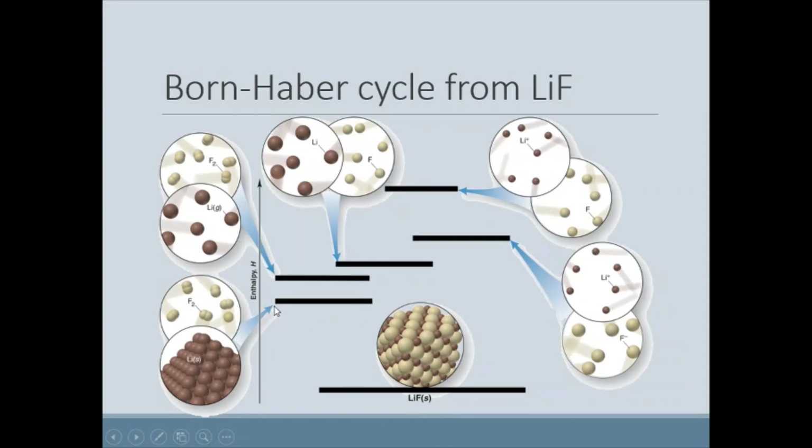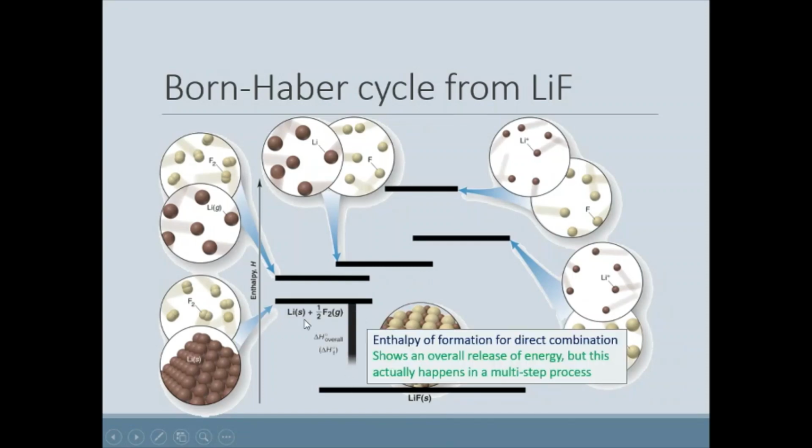This first part here represents whenever we have our lithium solid and our F2 gas. The reason it's set up here is that we're only looking at 1 mole of our lithium fluoride. So it's going to be our lithium solid plus half a mole of F2 gas, to give us that 1 mole of LiF. And this black arrow, the enthalpy of formation, is basically what you see whenever you do this chemical reaction inside the lab.